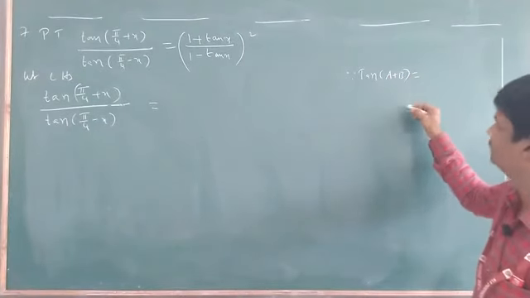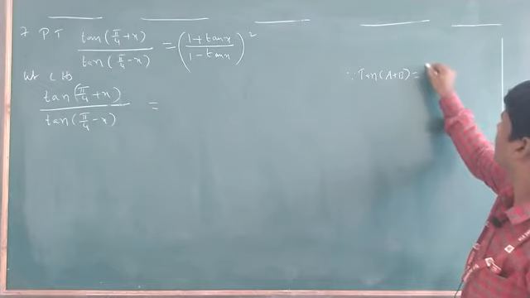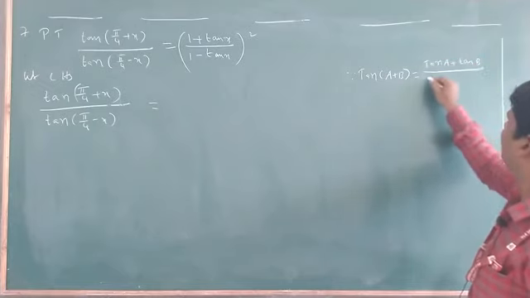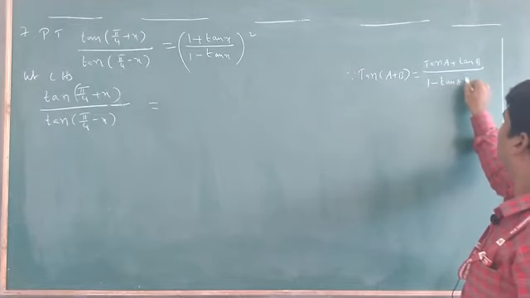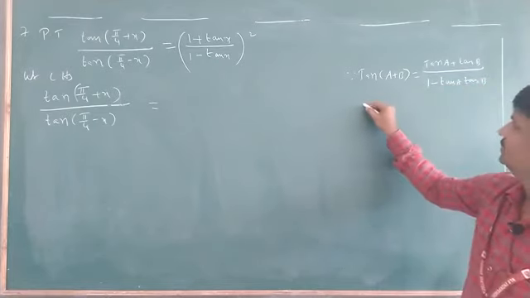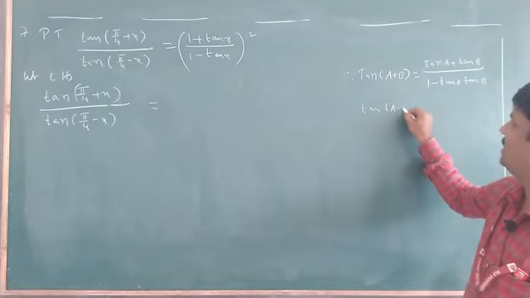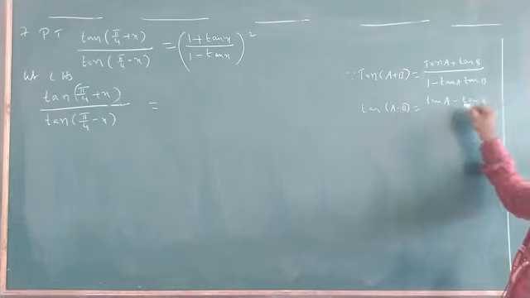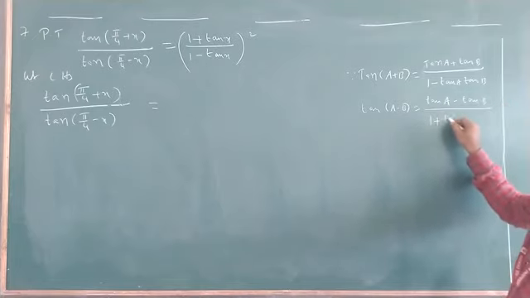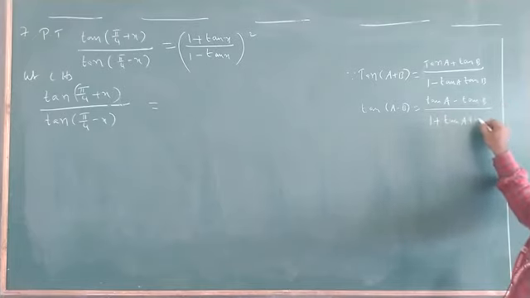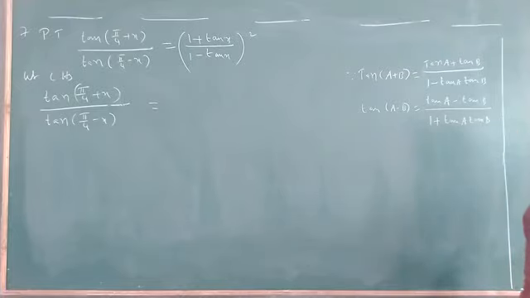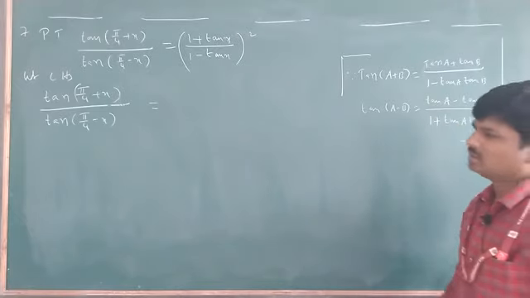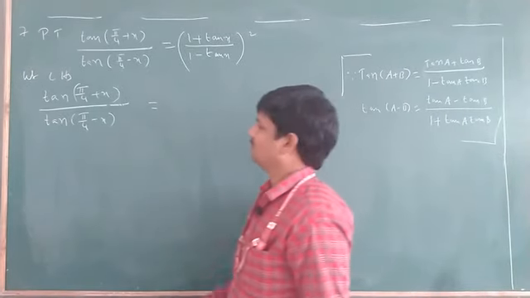Tan of a plus b is equal to tan a plus tan b by 1 minus tan a tan b. Next, tan of a minus b is tan a minus tan b by 1 plus tan a tan b. So these two formulas we have to use. By using these two formulas, we have to simplify this one.